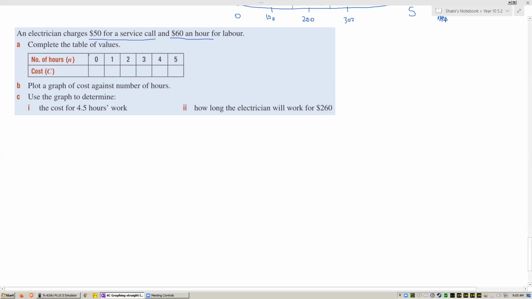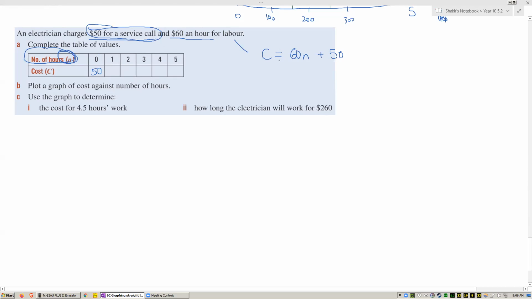So if the electrician comes to your house and doesn't spend any hours, you still have to give him $50. But if the electrician comes to your house for 1 hour, you have to pay $50 plus the $60 per hour. You know what? We can make an equation out of this. Cost is going to equal $60 per hour. The number of hours is N, so 60N, plus the $50 that you pay all the time.